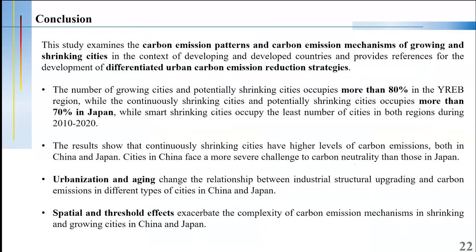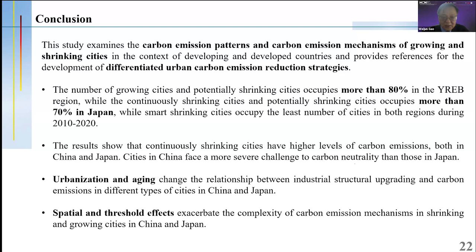The growth cities and the potential growth cities occupy more than 80% in the China research region, while the continuously shrinking cities and the potential shrinking cities occupy more than 70% in Japan. While smart shrinking cities occupy the least number of cities in both regions during 2010 and 2020. The results show that continuously shrinking cities have a high level of carbon emission, both in China and Japan. Cities in China face a more severe challenge to carbon neutrality than those in Japan.